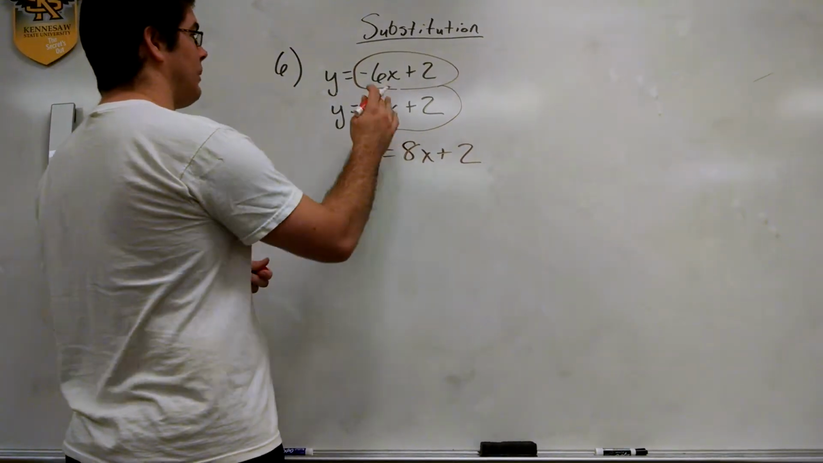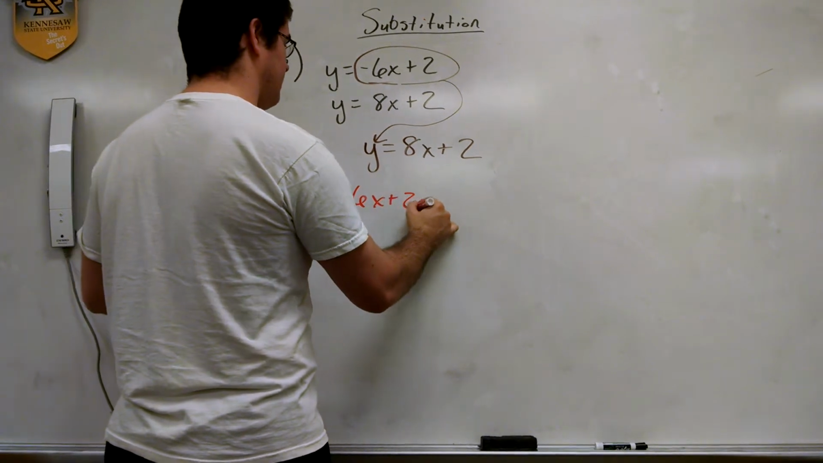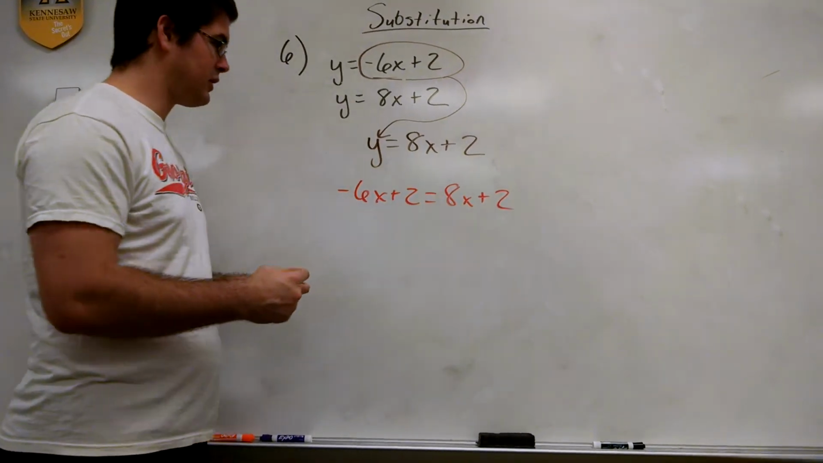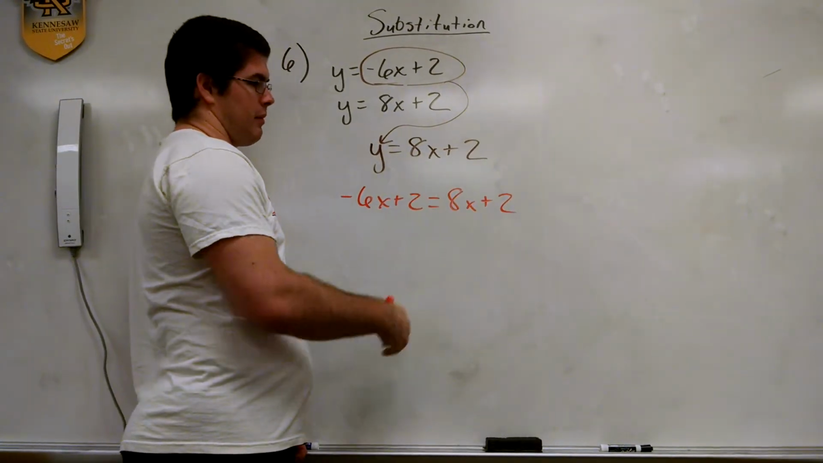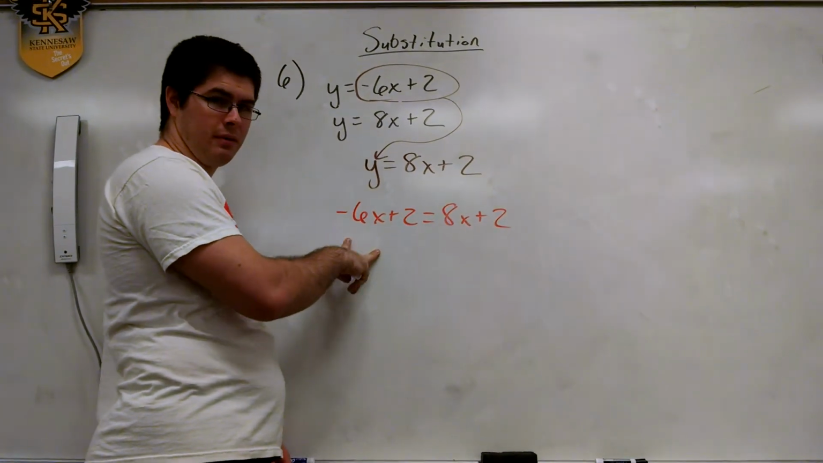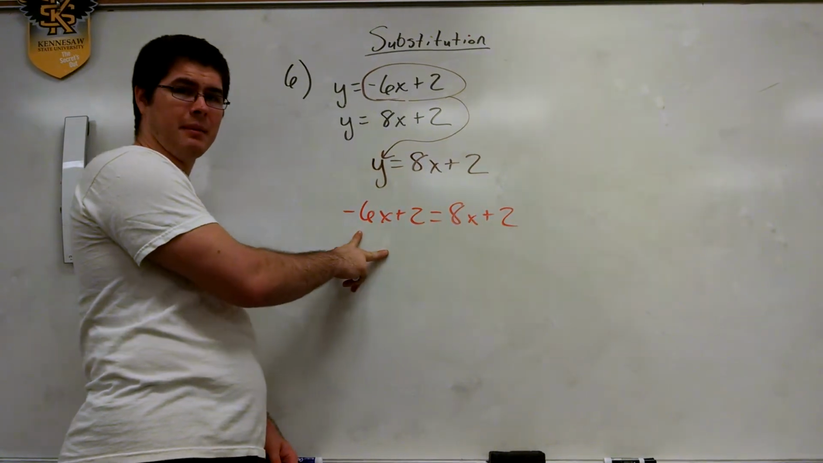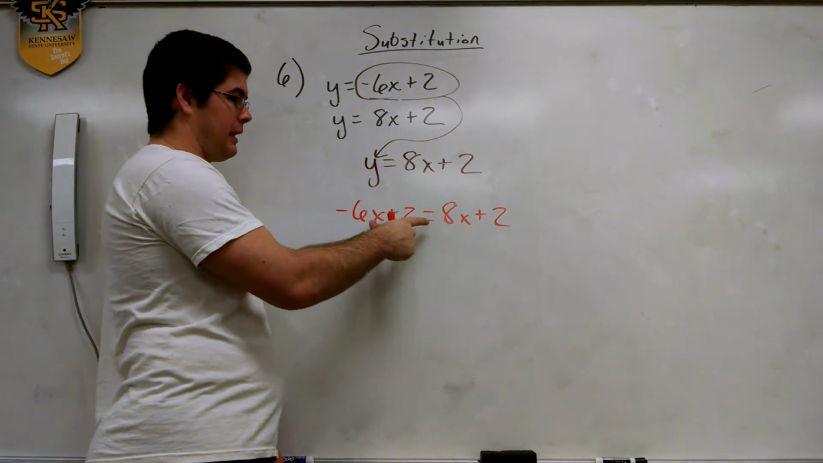Alright, so I'm going to substitute this in. Instead of y, I have -6x plus 2 equals 8x plus 2. Okay, and now this is just a regular equation where we need to solve for x. Okay, so remember when we did equations, we said first thing we need to do is distribute if necessary. We don't have to distribute. We combine like terms when we can. We can't combine like terms, because remember, these are like terms, but they're on opposite sides, so we can't combine them.